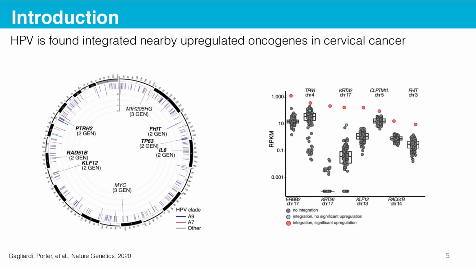And when HPV integrates nearby these oncogenes, often the integrated sample becomes much more upregulated when compared to the rest of the cohort. So in the box plot, the red dot is the integrated sample, and the gray dots are the rest of the cohort. And you can see for many of these nearby integrated genes, the integrated sample is sometimes several logs higher than the rest of the cohort in expression of the gene.